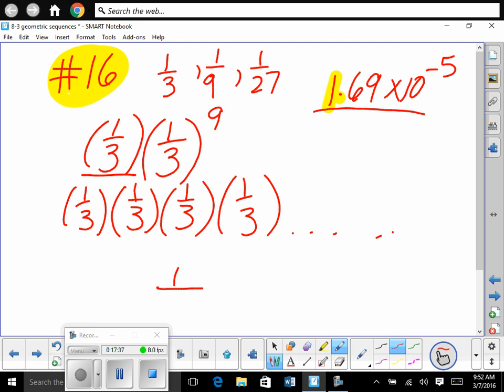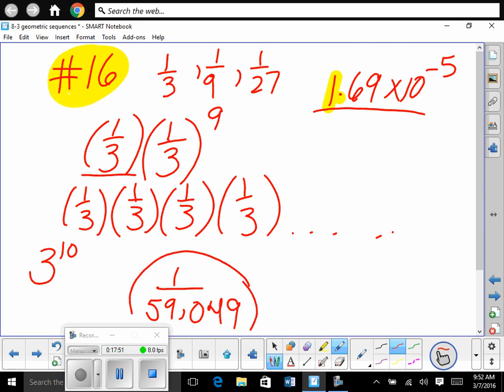Or that's the same thing as 3 raised to the 10th power. Because doesn't that mean 3 times 3 times 3, 10 times? So type in your calculator 3 to the 10th power. You should get 59,049. This would be the answer I'd want. Okay? Questions on that? Okay, awesome.